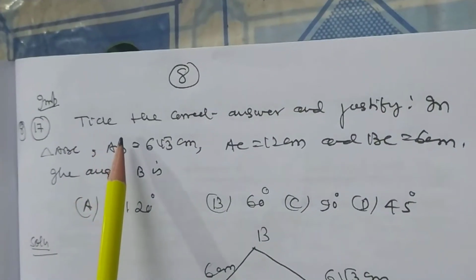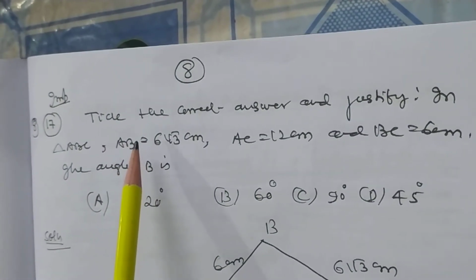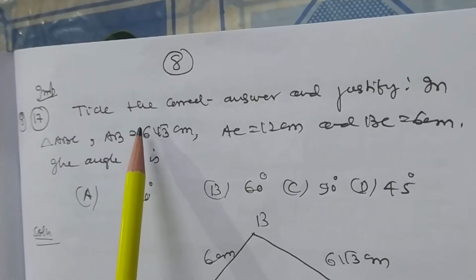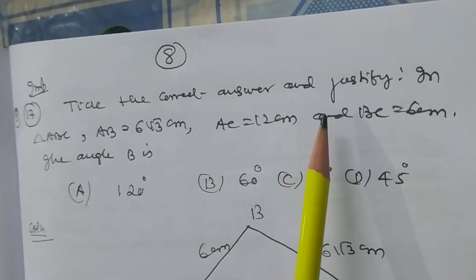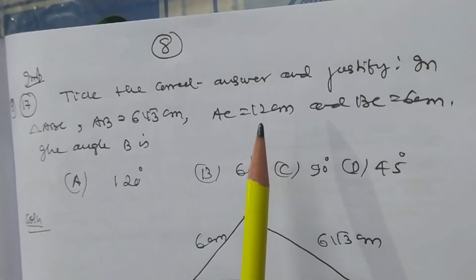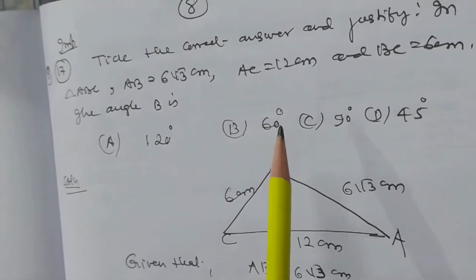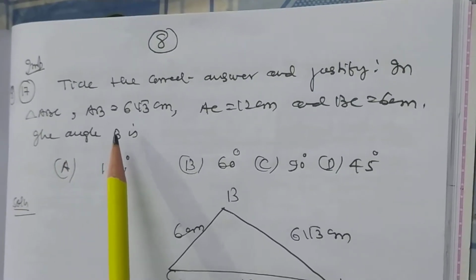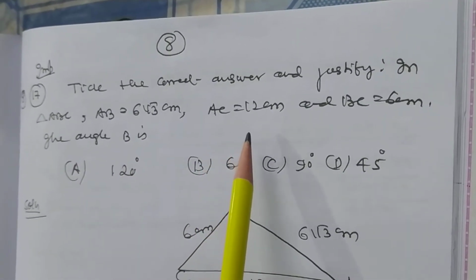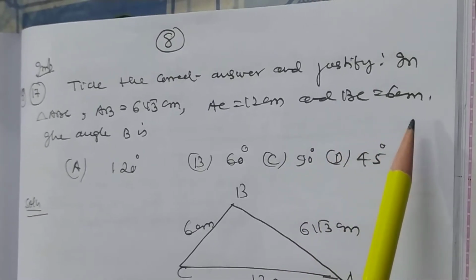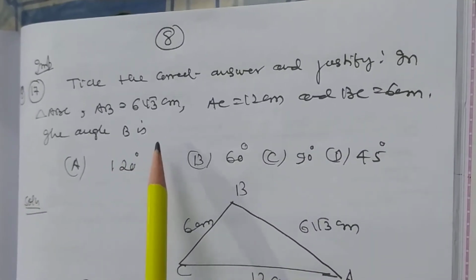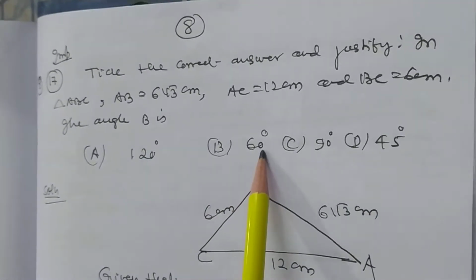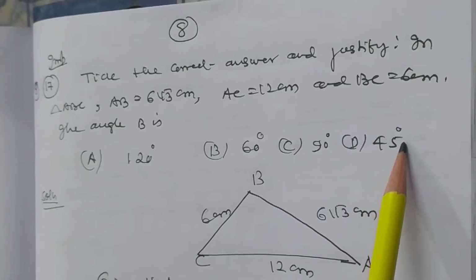Now, this is a problem with multiple choice type questions. As you know, in this coming examination, multiple choice type questions will be asked. So you must keep in your mind the solution of this problem, how you will solve it. Take the correct answer and justify. In triangle ABC, AB is equal to 6 root 3 centimeter, AC is equal to 12 centimeter, and BC is equal to 6 centimeter. The angle B is: there are 4 options, 120 degree, 60 degree, 90 degree, 45 degree.